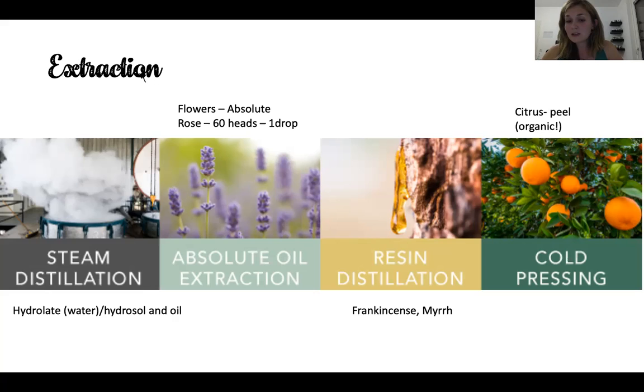Then we have resin distillation for frankincense or myrrh, because these are the resins that we get essential oils from. And the last is cold pressing, and we use this for citrus essential oils. We get these essential oils from the peel. That's why you have to be really careful when you're buying a citrusy essential oil, lemon, orange, tangerine. Everything that is in the peel will go into this little bottle. And I'm not sure if you want to drink some pesticides. So be careful when you buy these as well.